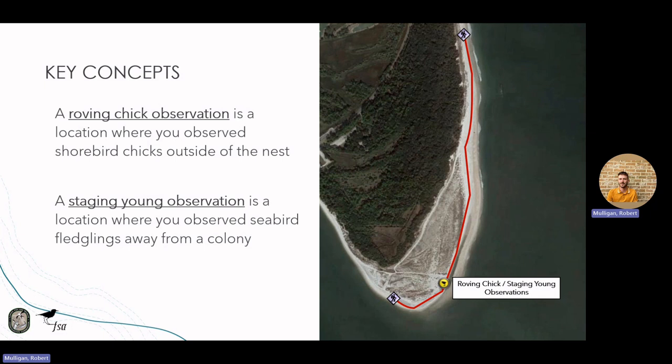We did skip forward a bit in the protocol. Roving chick and staging young are mentioned throughout the protocol. That is why I'm bringing it up now, but they are specifically addressed on pages 14 and 15 in the protocol.